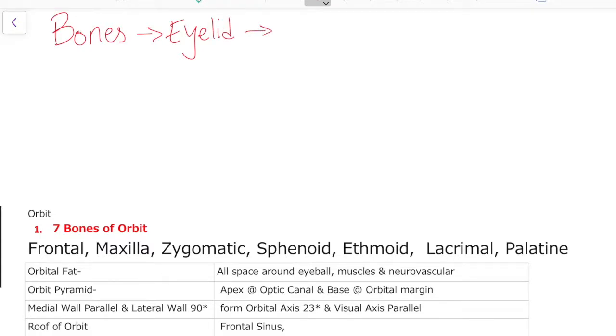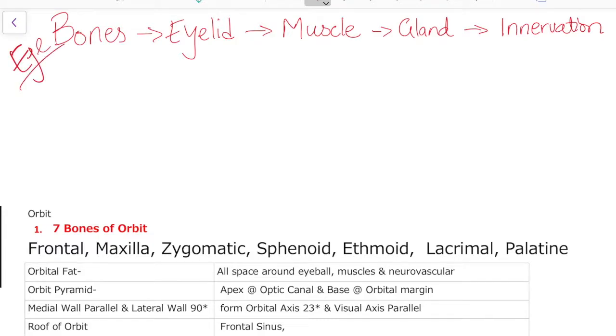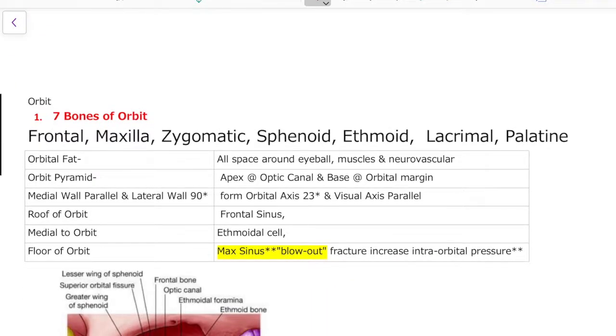Then we will talk about the blood supply and then the muscles that are attached to the eyelid, along with some glands. And then finally the nerve compartments or innervation. So that should be our overview about the eye. So let's jump right into it.